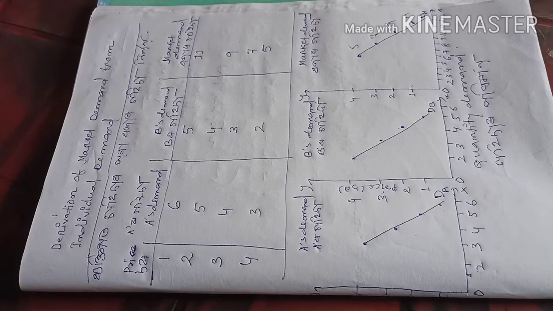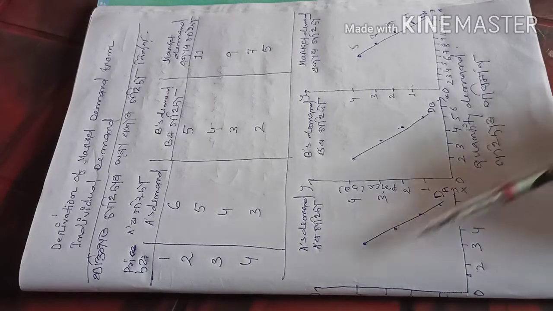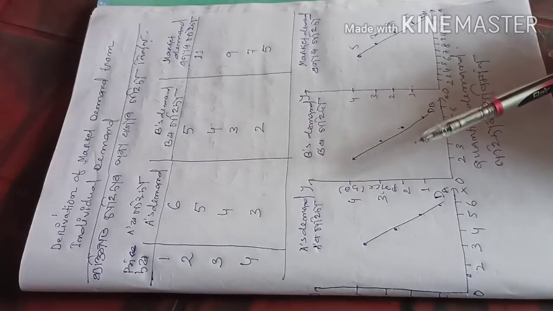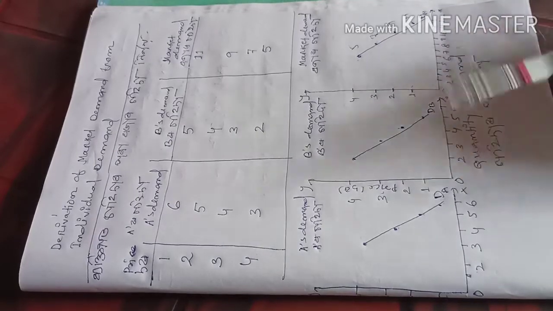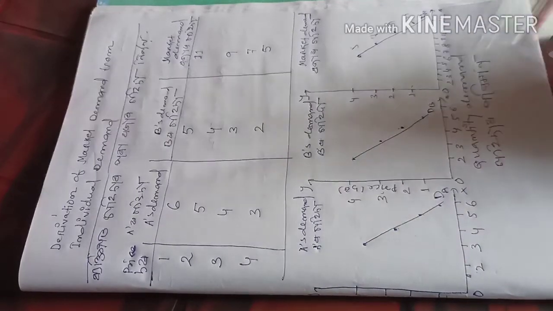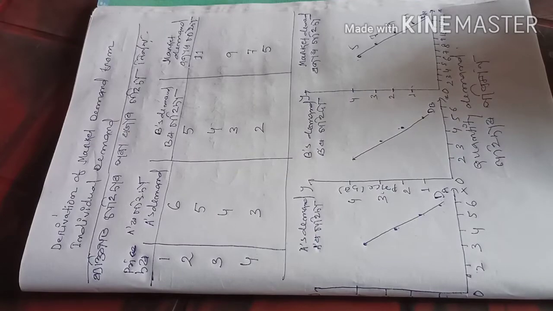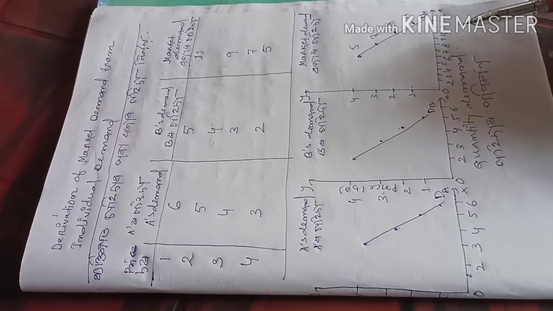Then after the diagram, you have to write a diagrammatic explanation. How can you write? You have to write in this way. In the above diagram, on the y-axis price of the commodities are measured, and on the x-axis quantity demanded of commodities are measured.